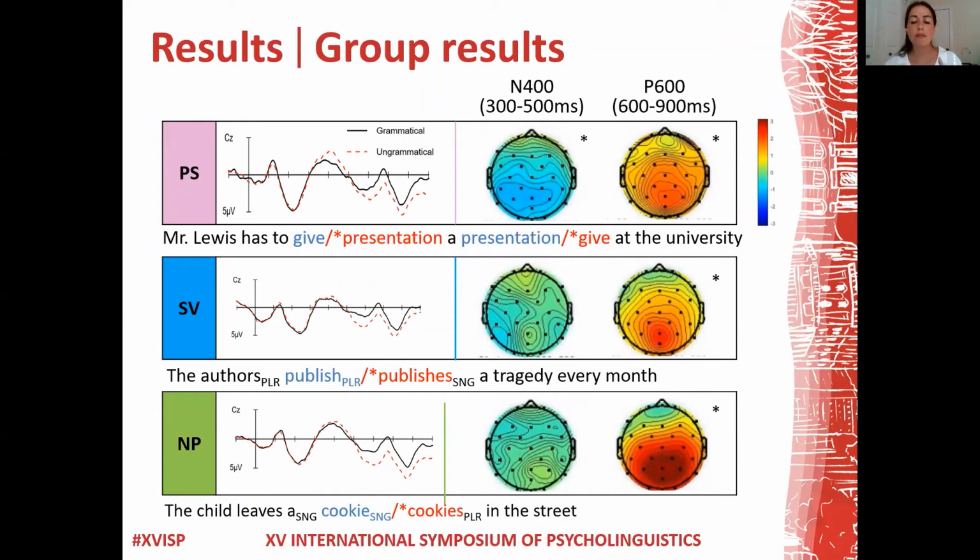On the right side, we have our brain waves. Red is positive voltage and blue is negative voltage. The first column is the overall response within the 300 to 500 millisecond time window, where we would expect an N400. And the second column is the 600 to 900 millisecond time window, where we would expect a P600 effect. As you can see in these waveforms, we saw a significant N400 for the phrase structure condition and also significant P600s for all 3 conditions.